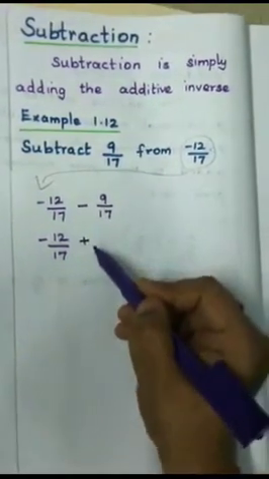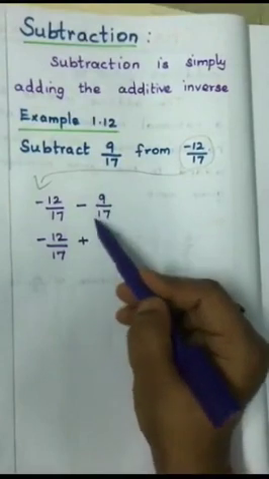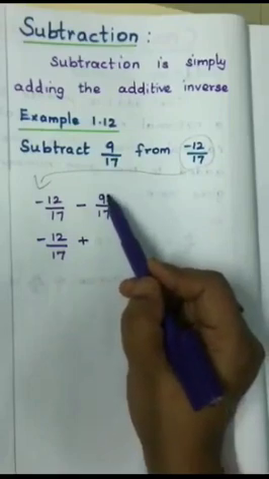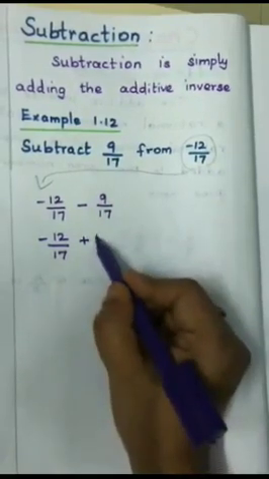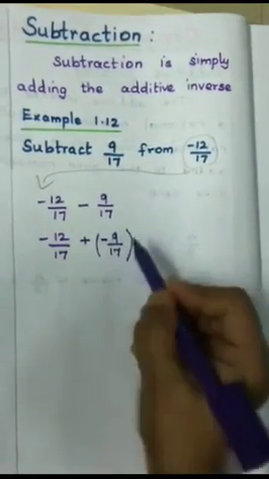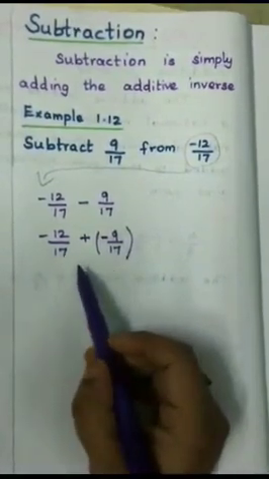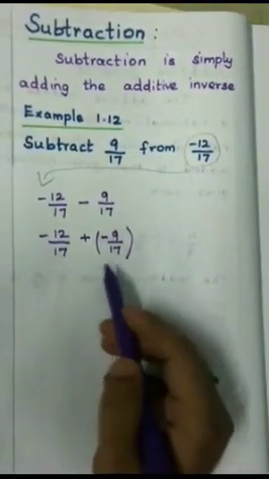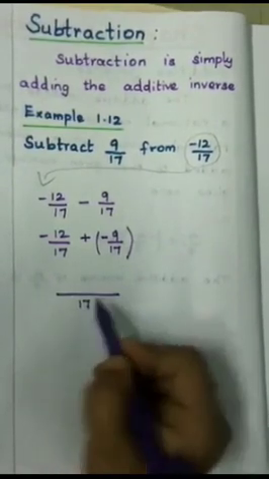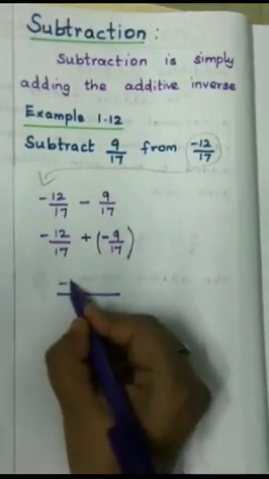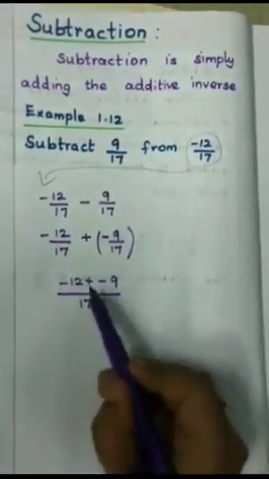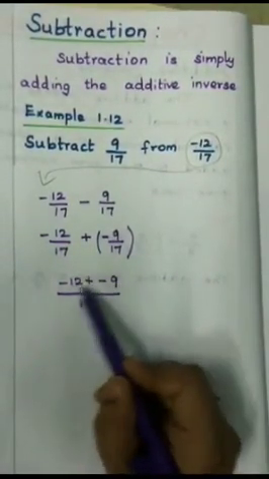Since we have changed the operation, we are going to write the additive inverse of the second number, that is 9 by 17. What is the additive inverse of 9 by 17? Minus 9 by 17. See, both the rational numbers have the same denominator. So take 17 as common denominator. Add the numerators. Minus 12 plus minus 9.